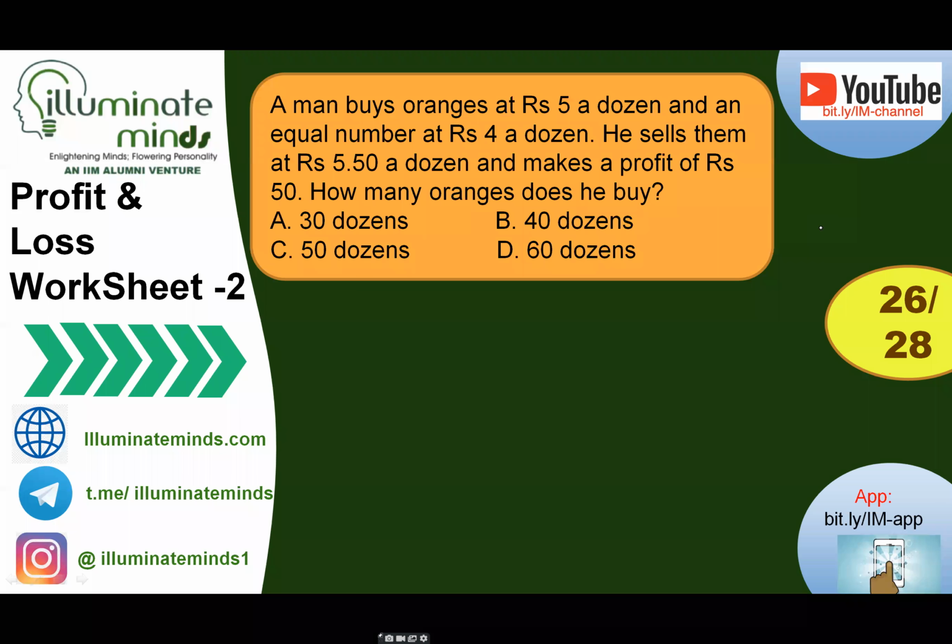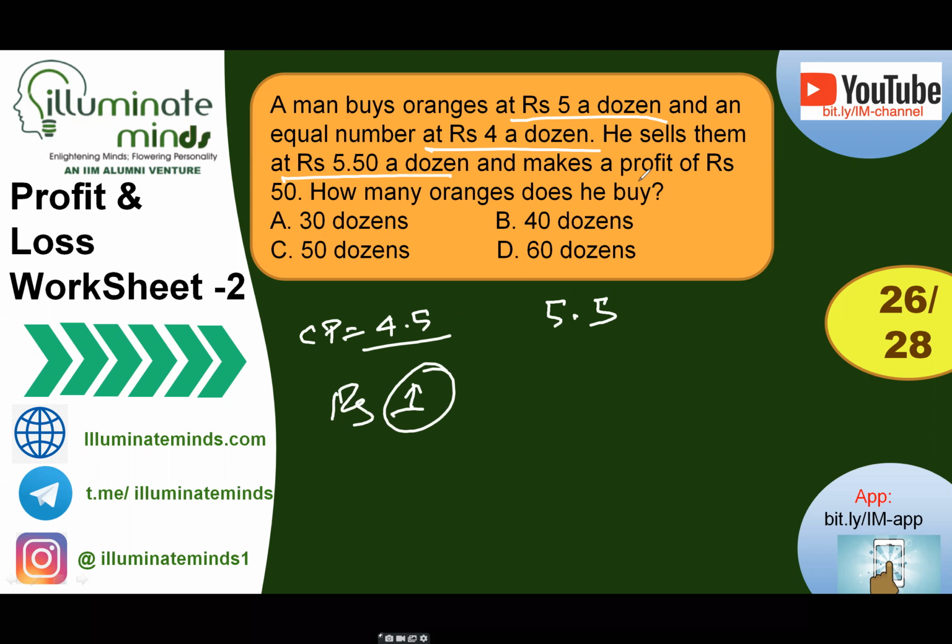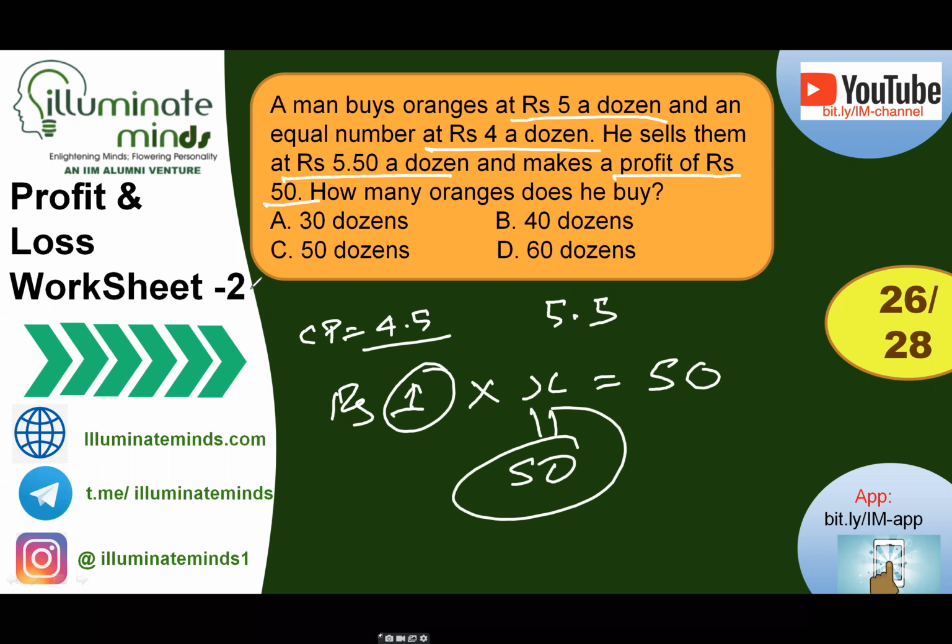A man buys oranges at rupees 5 a dozen and an equal number at rupees 4 a dozen. So the average cost price becomes equal to 4.5 a dozen. And he sells them at the rate of 5.5 a dozen. So on each dozen he earns rupees 1. So he makes a profit of rupees 50. So how many dozens? X is equal to 50, the 50 dozen that he sells to get a total profit of rupees 50. I hope it's okay.